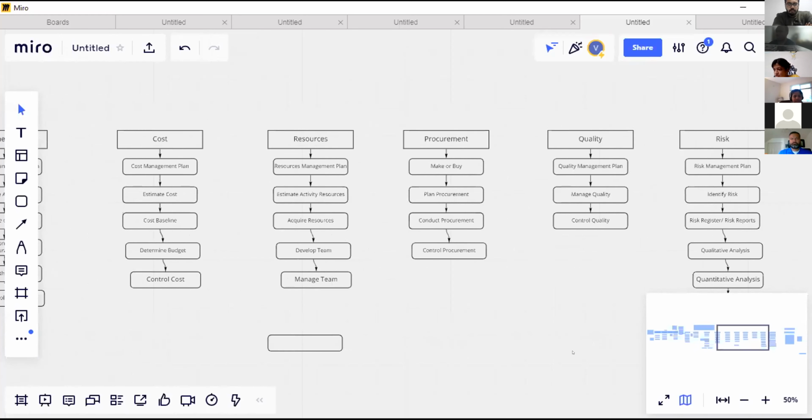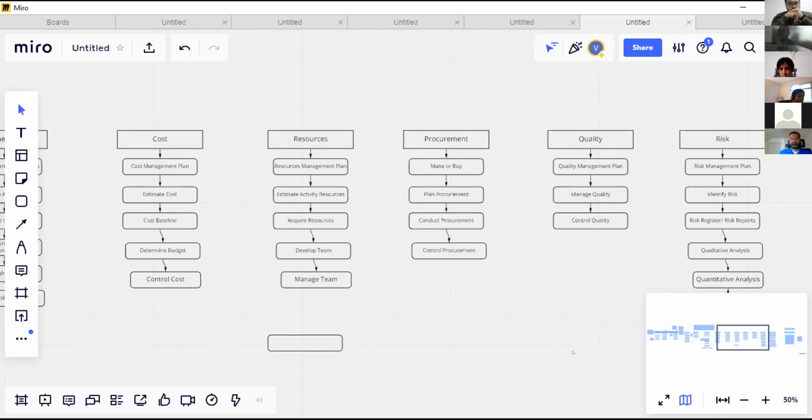Then will be the resources. Within the resources, first of all, we need to have a resource management plan. We need to estimate the activities that these resources will be performing. Once we have estimated the required resources, either in the form of manpower or any physical resource, we'll acquire these resources. Then we will develop our team, and then we'll start managing the team. During this development, we'll be using various kinds of tools, techniques and matrices in order to manage these team members and make the team work according to the plan.